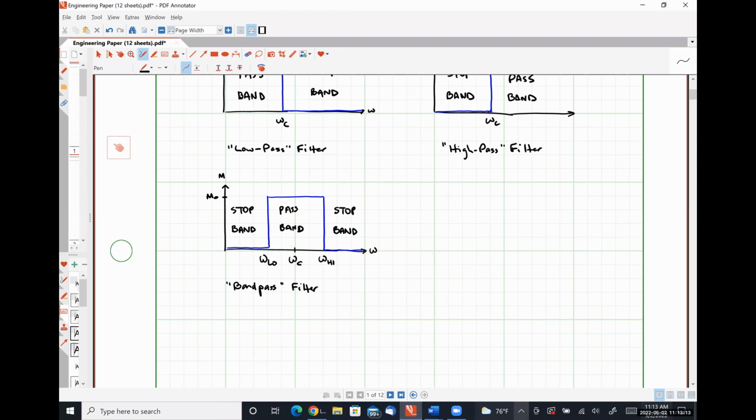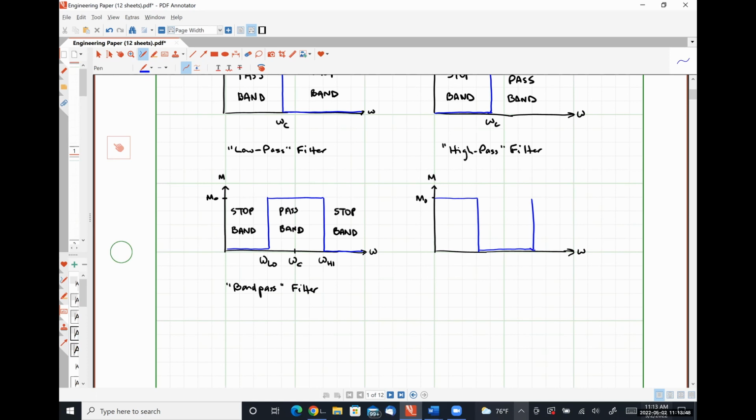And our last type of filter that we are going to be dealing with is the band stop filter. So in a band stop filter, it is effectively exactly the inverse of a band pass filter, meaning that there is a particular frequency range over which all signals get attenuated, and then all other frequencies get passed.